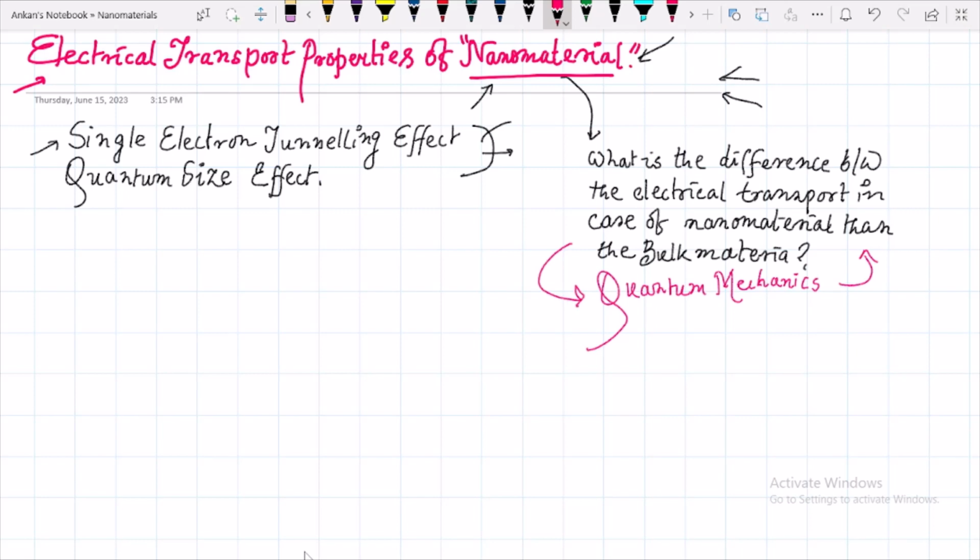Now at first you have to understand the different processes of transportation. Because the heading involves transport properties, you have to understand the different transport properties involved in the case of nanomaterial. One of the properties is parallel transport. What is it?